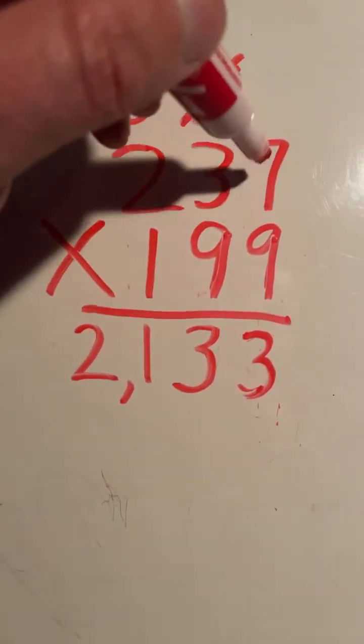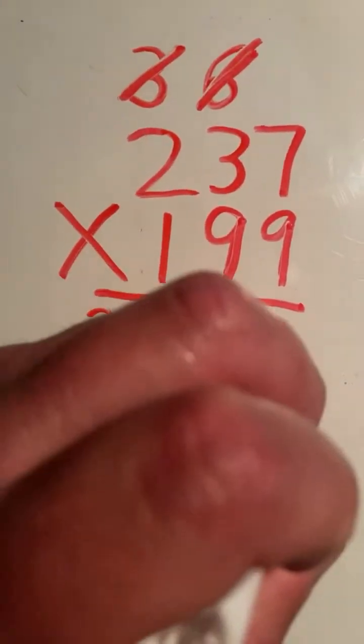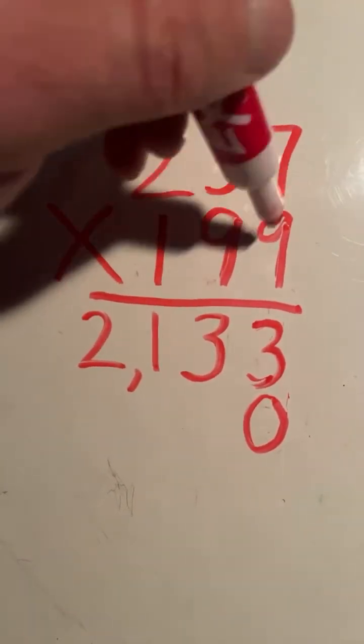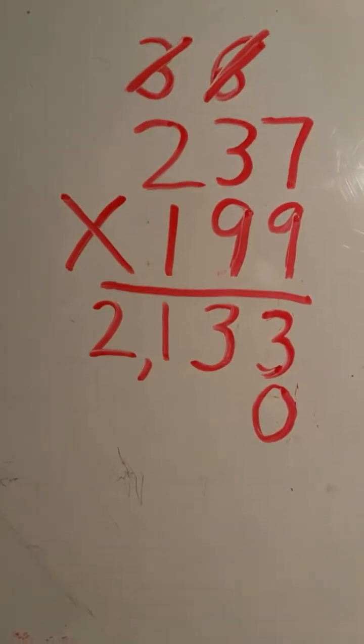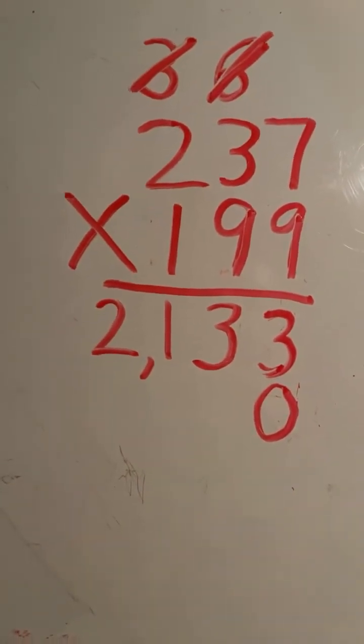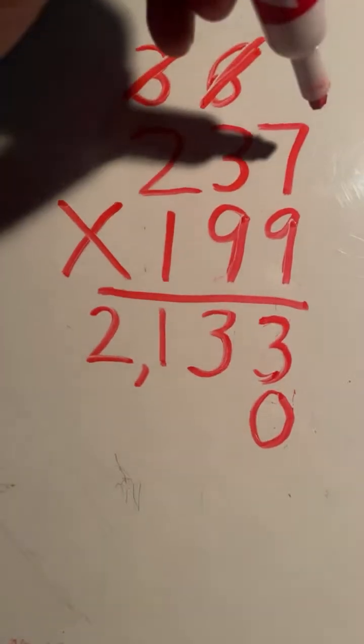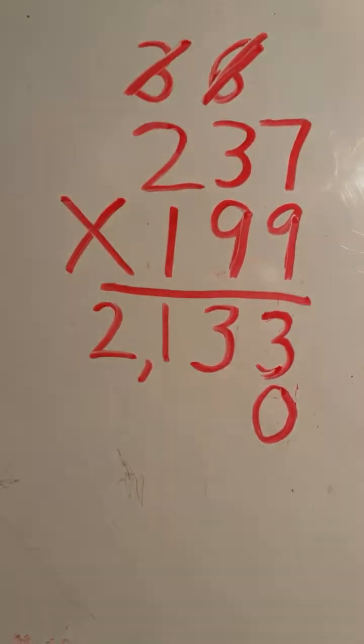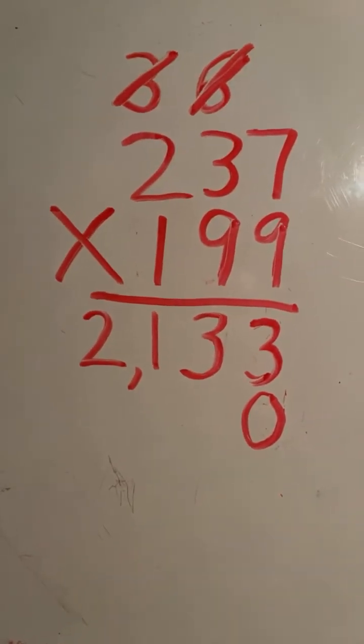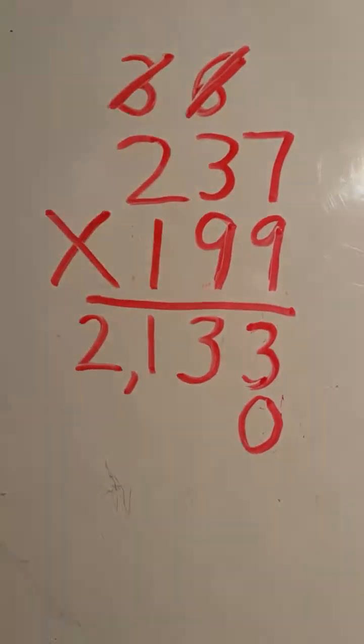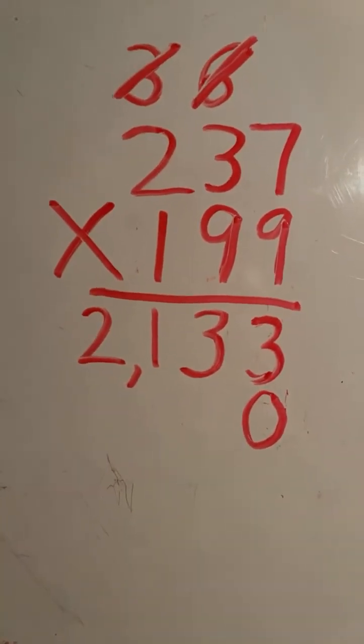Now the next thing we're going to do is we're going to put a 0 in the ones place, since both digits in the ones place have already been multiplied. And now we're doing our second round of multiplication, where we multiply the top 3 digits times the bottom digit in the tens place. Since we're multiplying the same number, it's kind of going to be the same thing.